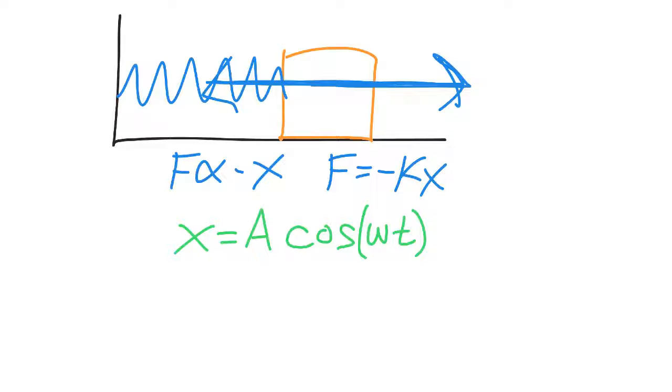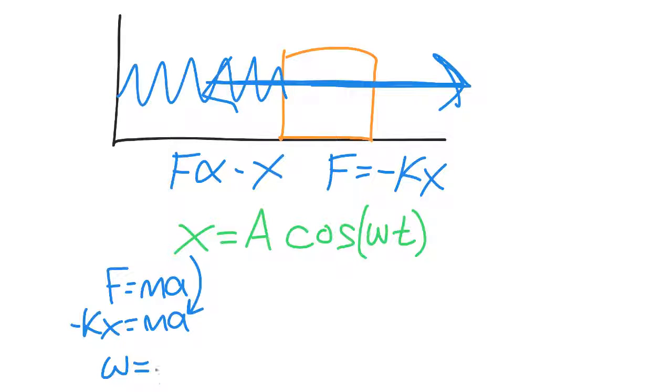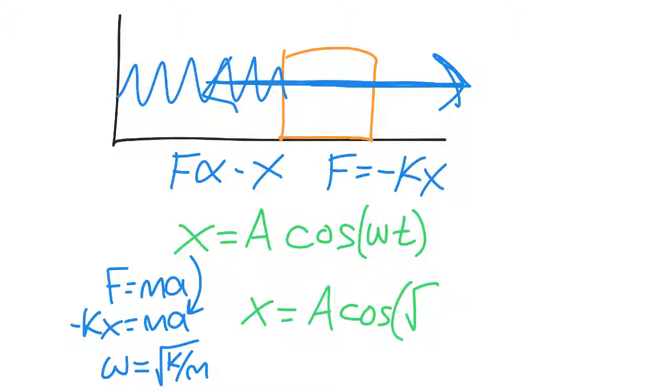And then remember that we looked at Newton's second law, F equals ma, and we did minus kx equals ma, where we took 2 derivatives of the x function. And through that, we found that omega is the square root of k over m. So that left us with a final equation, x equals A cosine square root of k over m times t.